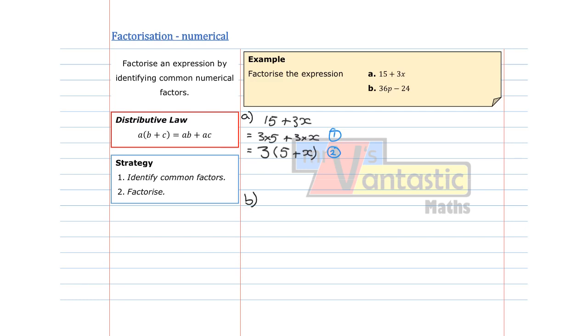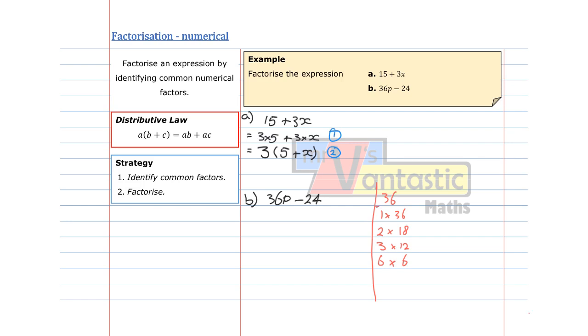Let's look at another one. The second one is 36p minus 24. Now this one's a little bit bigger, so I might have to do a bit of thinking. So looking at 36, what numbers multiply to make 36? We've obviously got 1 times 36. We could multiply 2 by 18. We could multiply 3 by 12. We could multiply 6 by 6. And I could write down 12 by 3, 18 by 2, and 36 by 1, but they're already there. It's just the reverse of these numbers we've got.